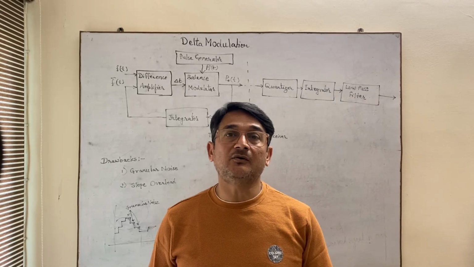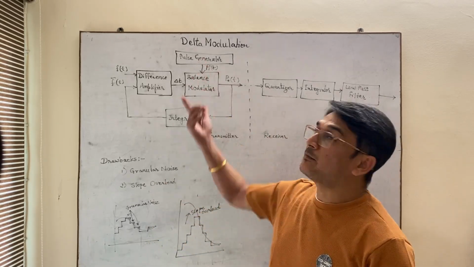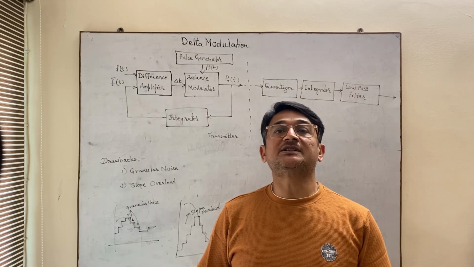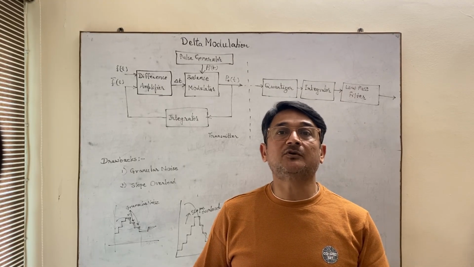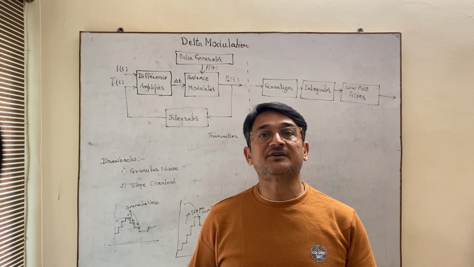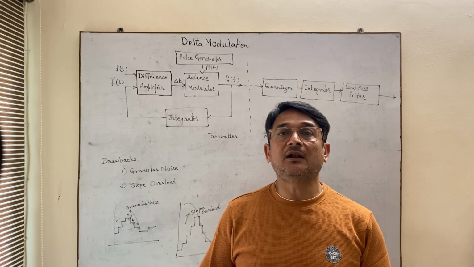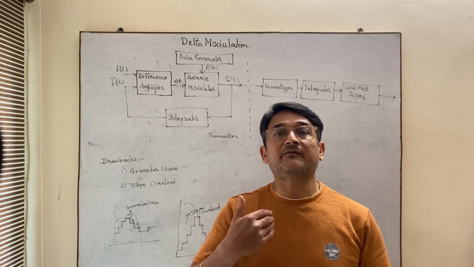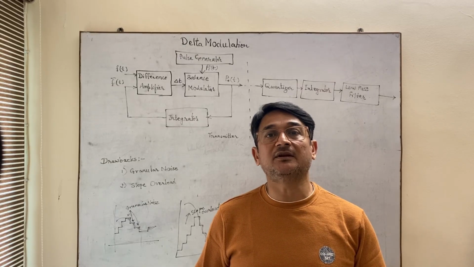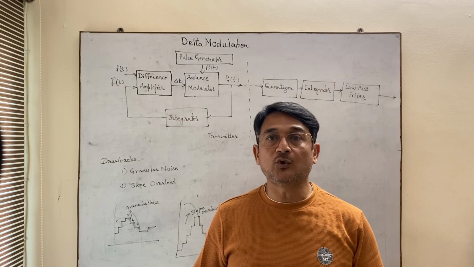In today's video, I will be telling you about delta modulation. Delta modulation was adopted after pulse code modulation, as pulse code modulation had some limitations. The basic limitation was the bandwidth, as the pulse code modulation signal comprises many bits corresponding to its analog signal. So the overall bandwidth of the signal becomes more.